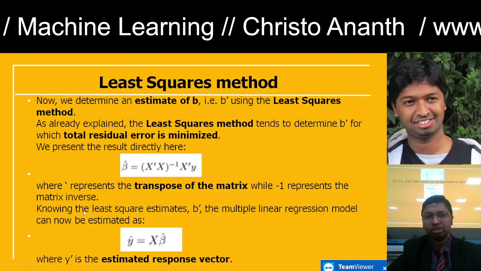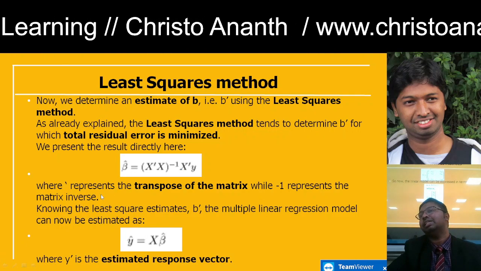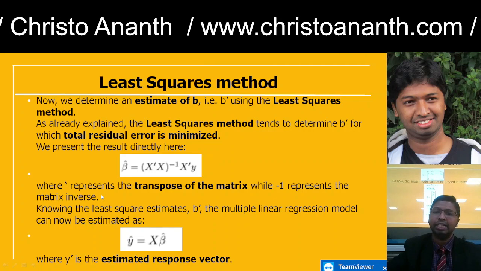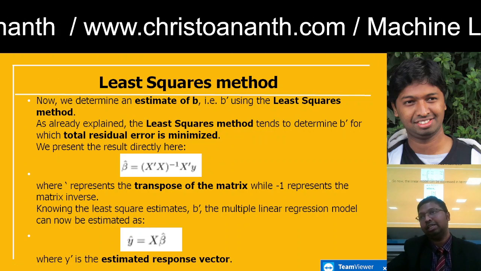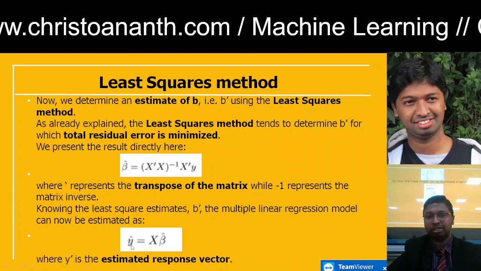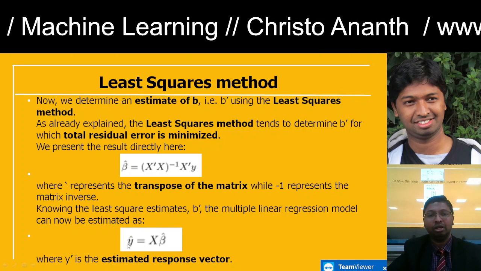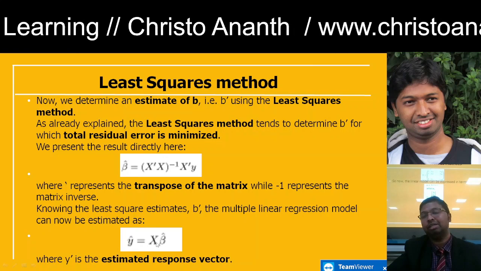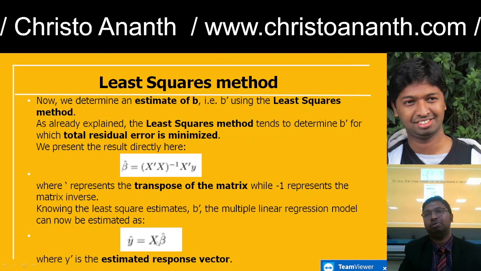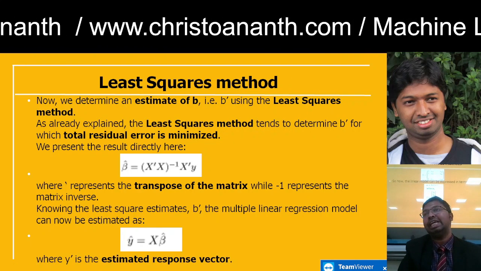So when you know the least squares estimates, beta dash, then definitely your multiple linear regression model can be estimated. So y cap is equal to X multiplied by beta cap. So here y cap, or y dash, is nothing but the estimated response vector. Something which has a cap means it is estimated.